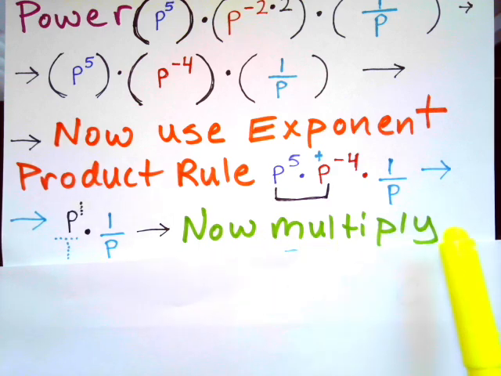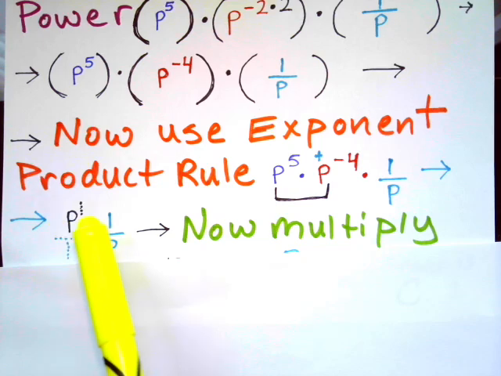So now we're going to multiply, right? It's that third step in order of operations, PEMDAS. We'll continue to multiply. So I also want to show you here briefly what's in front of that p.